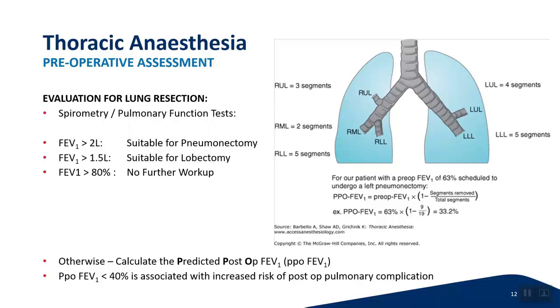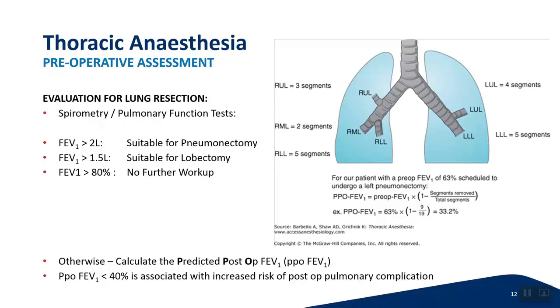In the example, this patient is predicted to have a post-op FEV1 of 32% following a left pneumonectomy. PPO values of less than 40% are indicative of high risk of post-op pulmonary complications. In the same manner, a PPO-DLCO value of less than 40% predicts high risk for post-op cardiac and respiratory complications.